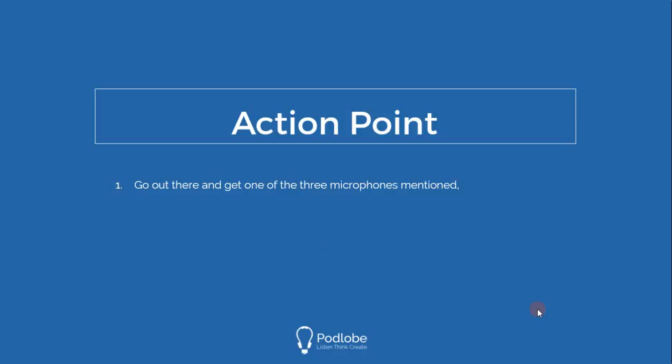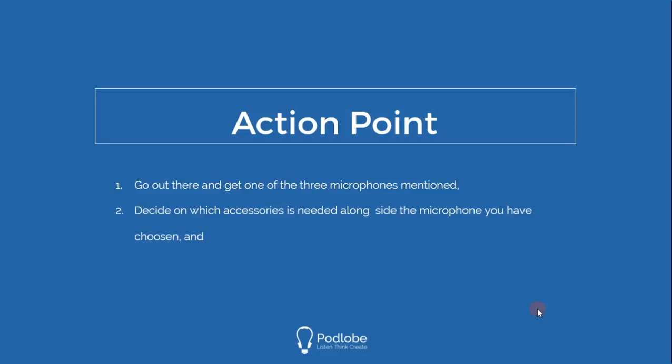One, get out there and get one of the three microphones I mentioned. Try as much as possible to make sure you get it. If you can get the two other ones, Audio Technica ATR and Samsung Q2, you're great. If you can't, then make sure you get the third one, which is a unidirectional microphone, also known as a shotgun.